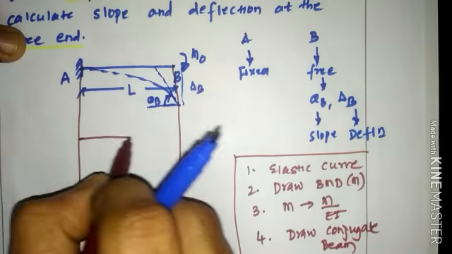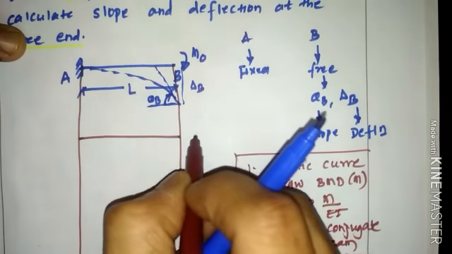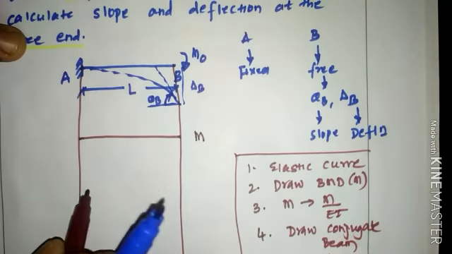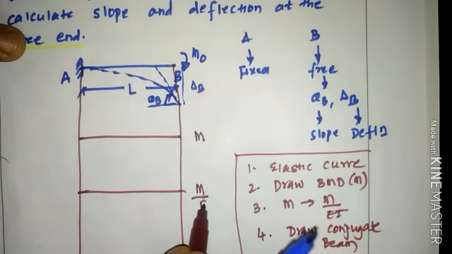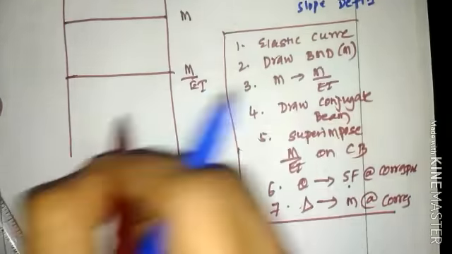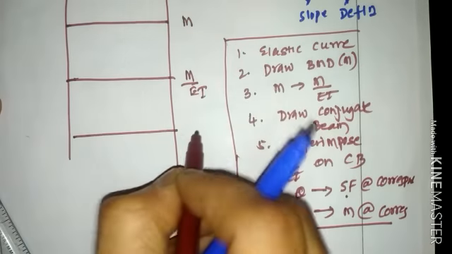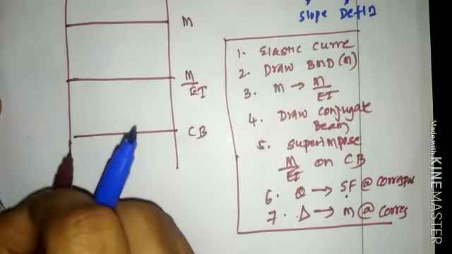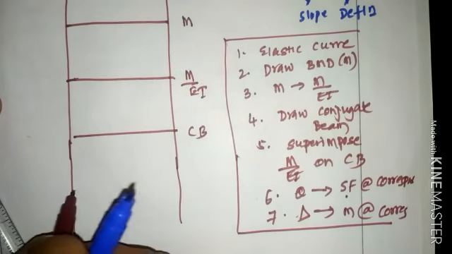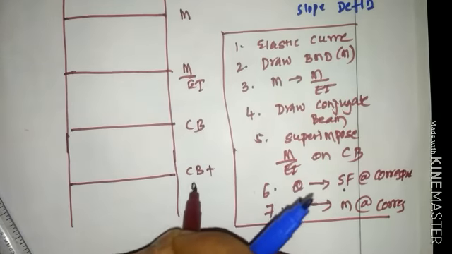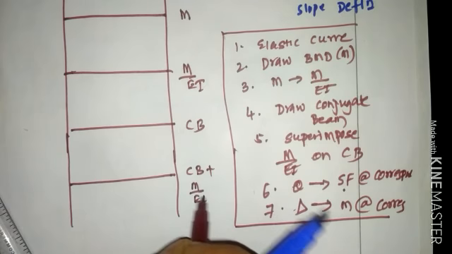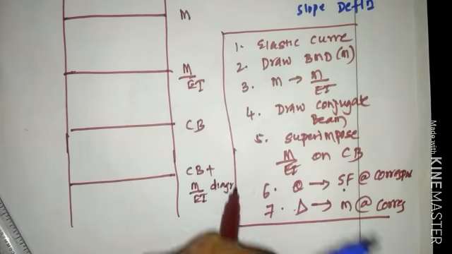First horizontal line is to draw for the bending moment diagram, it is the M diagram. Next horizontal line is to draw for the M by EI diagram. Next one is for the conjugate beam. Then the next diagram is for the conjugate beam plus M by EI diagram. So these are 4 diagrams now.